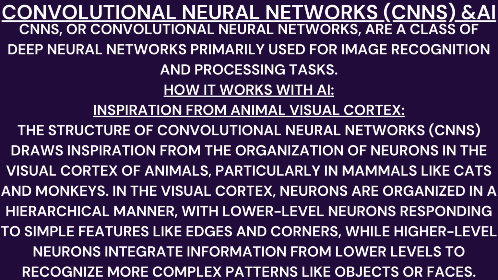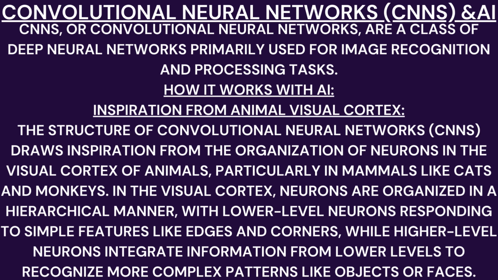CNNs, or convolutional neural networks, are a class of deep neural networks primarily used for image recognition and processing tasks. How it works with artificial intelligence. Inspiration from animal visual cortex.